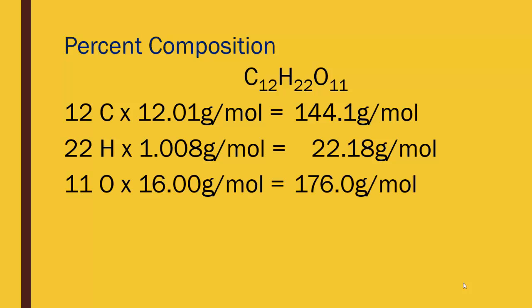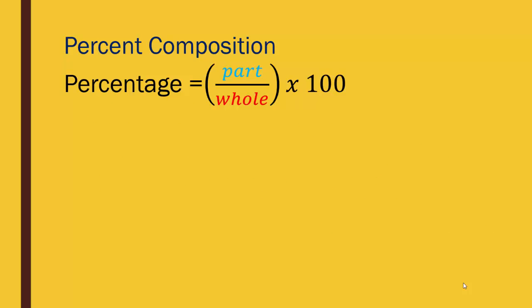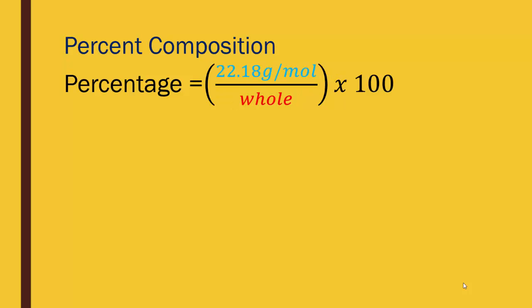I have 11 oxygens, I multiply it by its molecular weight, and with correct sig figs, I get 176.0 grams per mole. I'm now going to add these all up to get the molecular weight. The whole is the sum of the parts. I get 342.3 grams per mole. That's the whole. What I'm interested in is the hydrogen. The hydrogen weighs 22.18 grams per mole. That's the part. So now I take my equation, percentage equals part divided by whole times 100, plug in the part, plug in the whole.